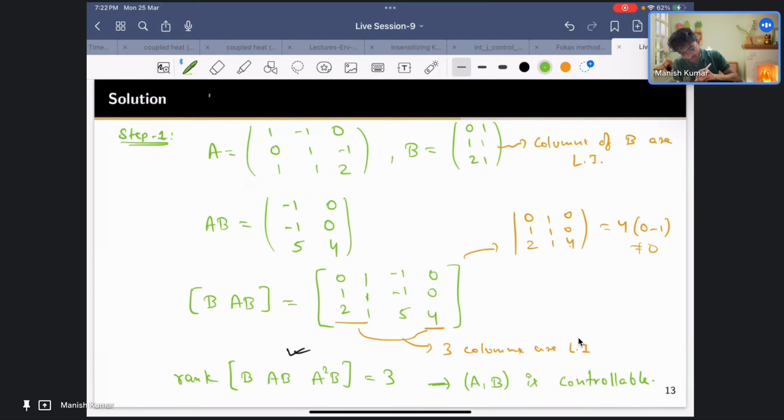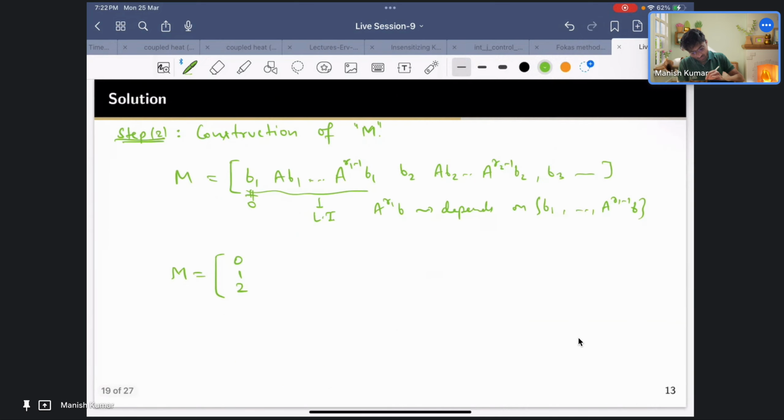So let us compute here A times B1, writing 0, 1, 2. The first row gives 1 minus 1, so you will get minus 1. In the second row you will get minus 1, and in the third you will get 5. So this is minus 1, minus 1, 5. Note that these two are linearly independent.